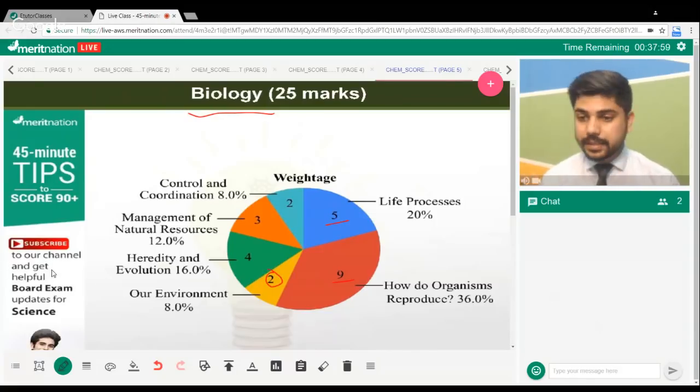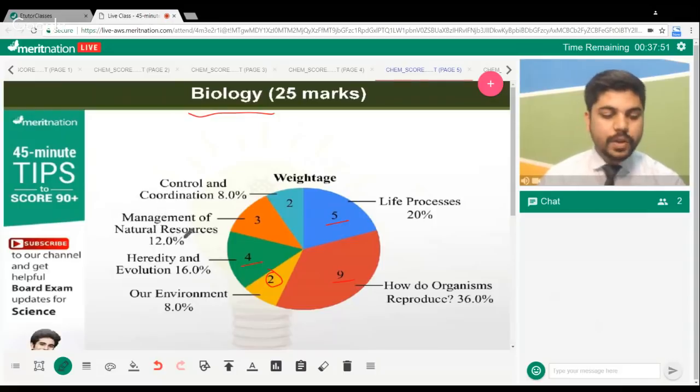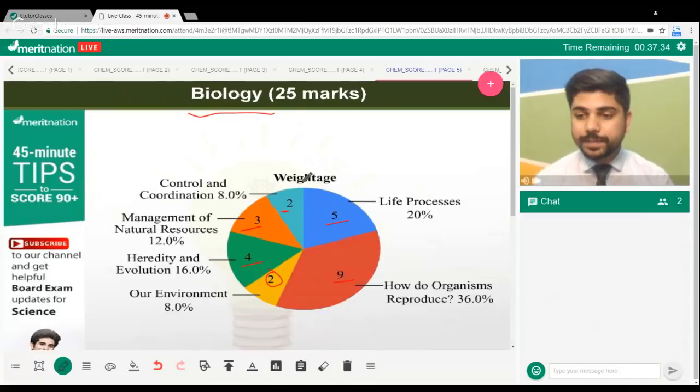Okay. Yes, including practicals, Rajiv. Okay. And if I talk about heredity and evolution, only 4 marks. Management of natural resources, that basically is 12%, that is 3 marks. And from the chapter control and coordination, the weightage is just 2 marks. So this basically gives you a rough idea in which chapter you have to invest your maximum time, right?